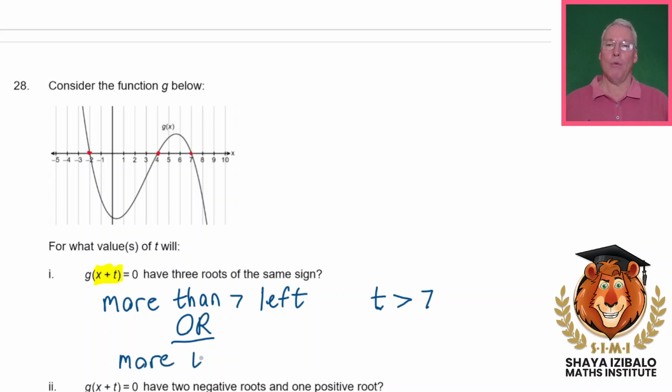How are we going to move it more than 2 to the right? Now remember, to move it to the right, we need a negative number. So we need t to be negative, like -2.1, -2.3, -3, -5. T must be less than -2. Okay.